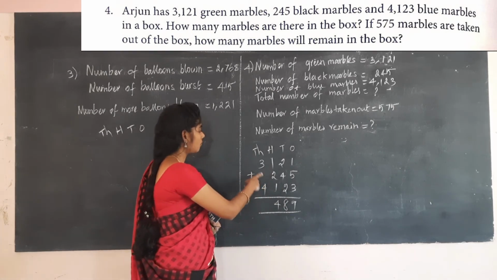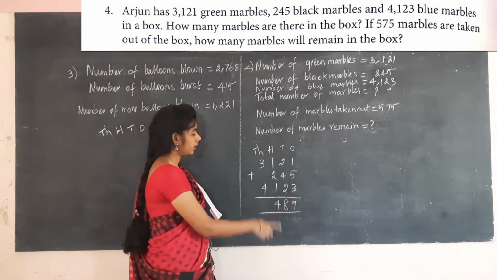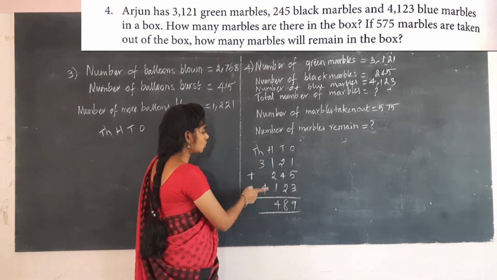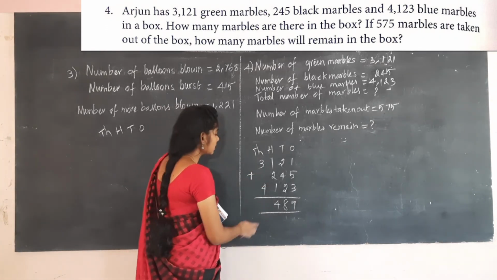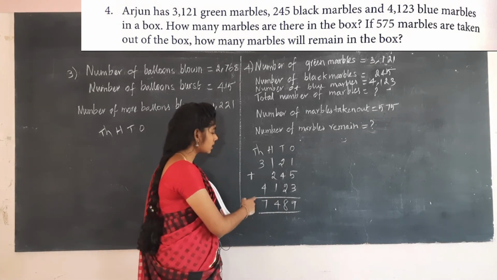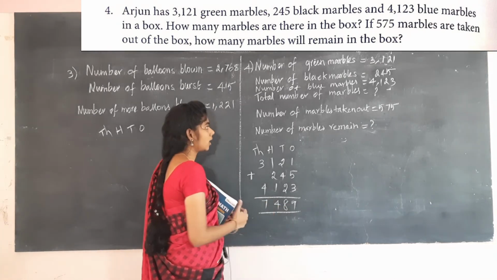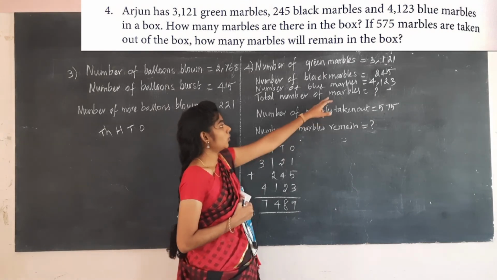So then next to hundreds, the thousands place. 3 plus 4. Here there is no number, so you can add these two numbers. 3 plus 4, you will get 7. So the answer is 7489. So we have found the total number of marbles.